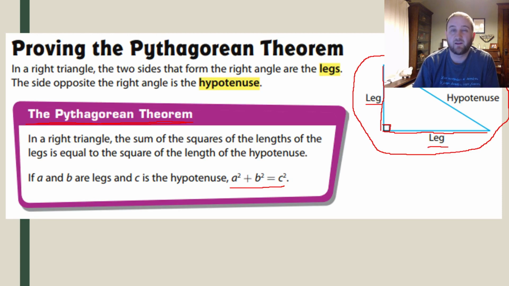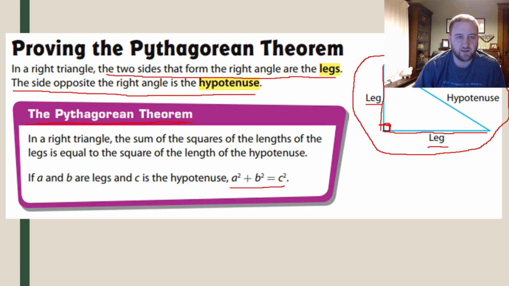Keep in mind that this theorem only works in right triangles. You know it's a right triangle if it has this little box in the corner. That means it's a 90-degree angle. The two sides that form the right angle are the legs, and the side opposite the right angle is this funny word, the hypotenuse. Basically, the diagonal side of the right triangle is called the hypotenuse.